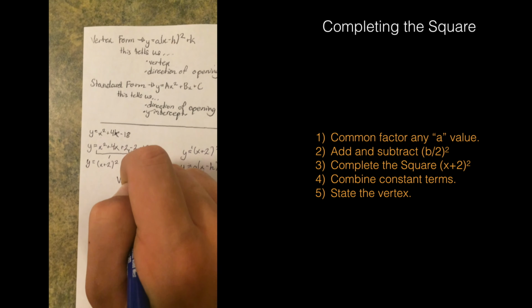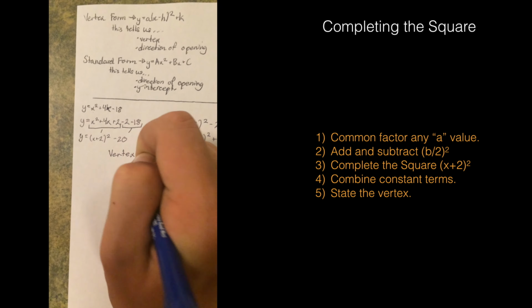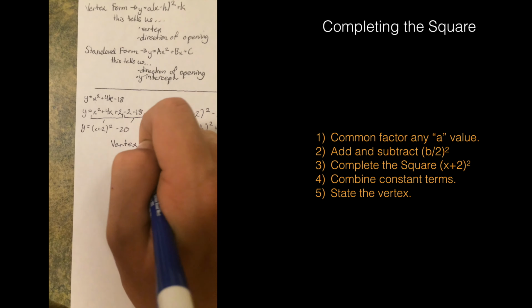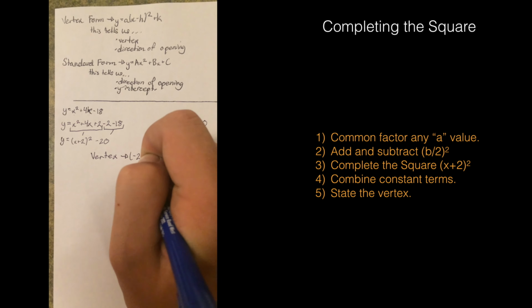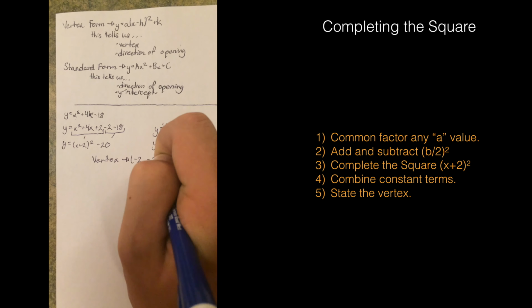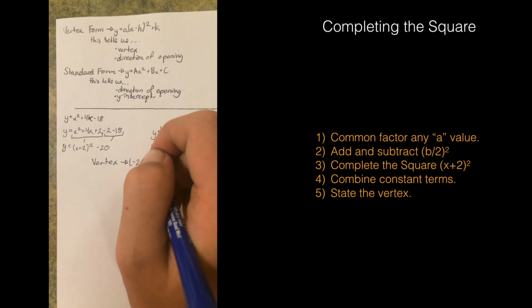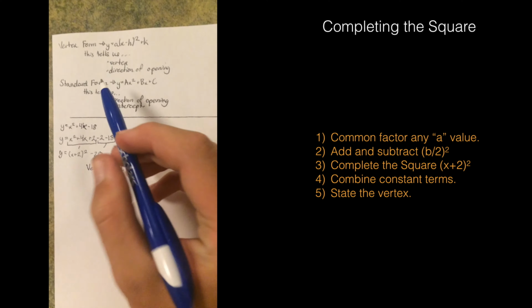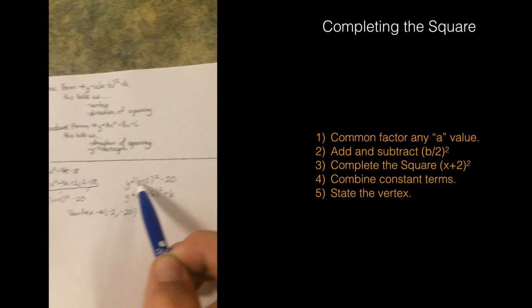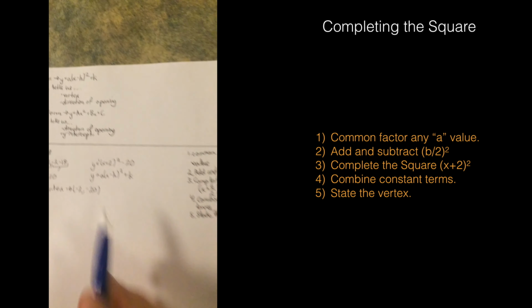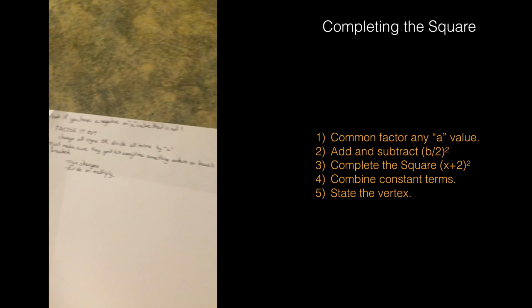So we can now determine our vertex, because h is the x value and k is the y value. h is negative 2, so our x value will be negative 2. k is negative 20, so our y value will be negative 20. The final vertex is (negative 2, negative 20).